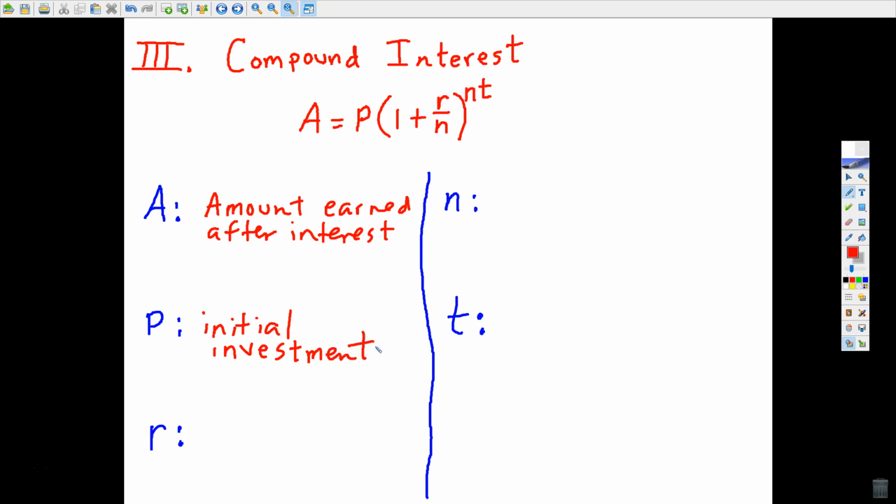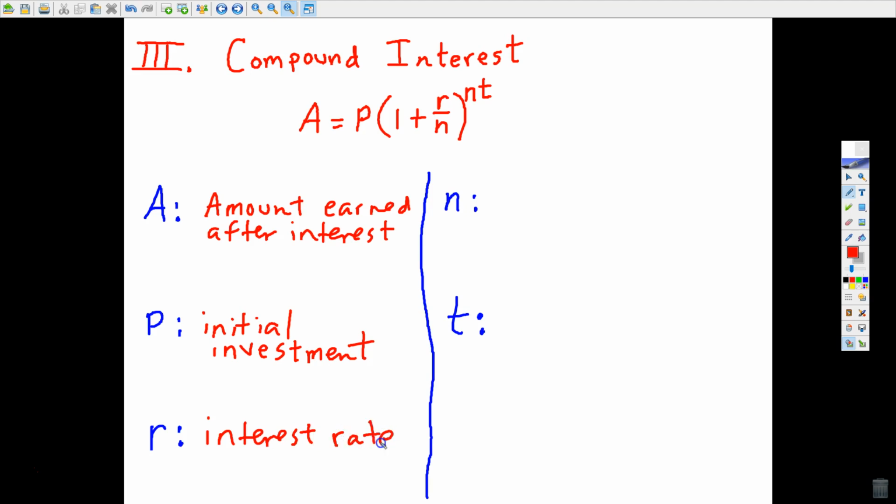So if you ever take finance classes in the future, P will stand for principal, which is just another way of saying, what did I invest? First day. What did I take to the bank and let them keep for me? The initial investment. R stands for the interest rate.